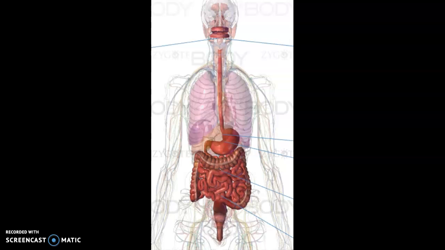So these organs are the following. Starting up here at the top, we have the oral cavity, which is more commonly known as the mouth. Next, right here, we have the pharynx. And below the pharynx, running all the way down to the stomach, we have the esophagus. Next up, connected to the esophagus is, as I just mentioned, the stomach.